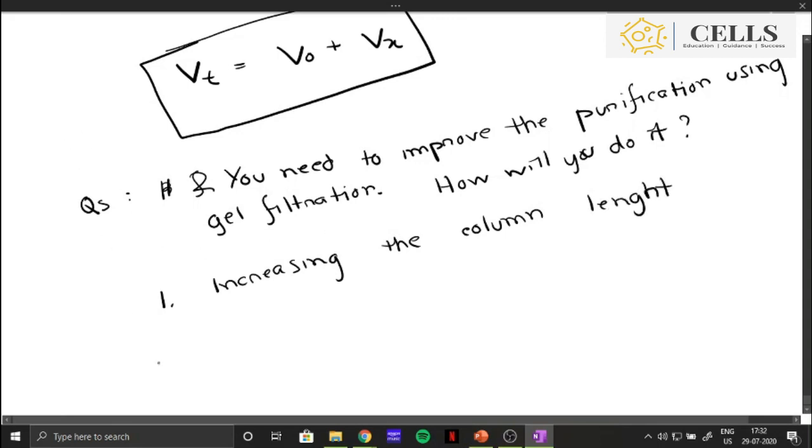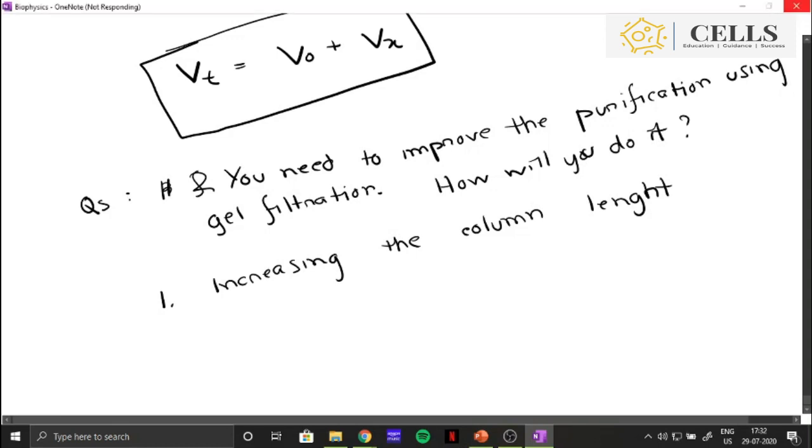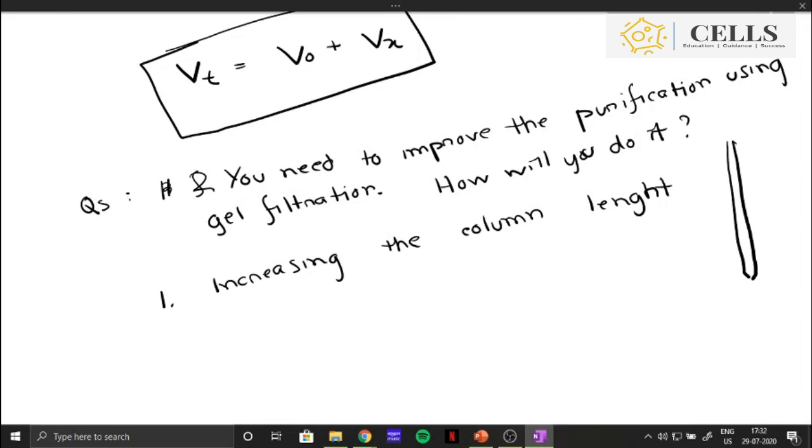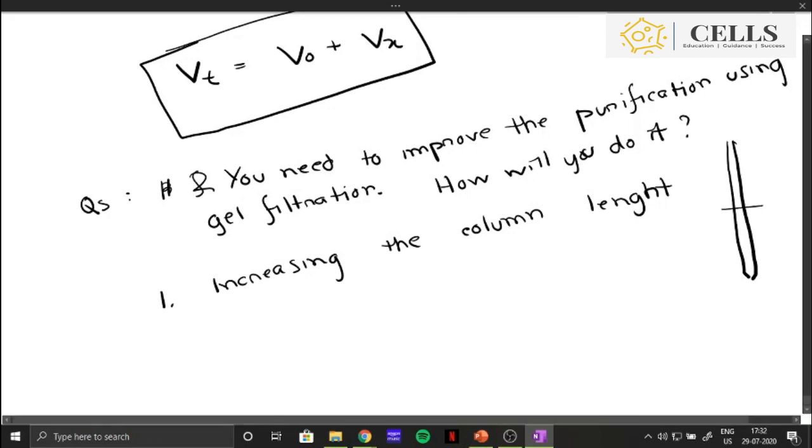So if you increase the length of the column, it will take more time for the medium to pass through every bead. The path will be longer, so it will give you a better separation. Normally these columns are very long, from a few inches to a few feet. You can get gel columns up to 2 feet, 6 feet, 10 feet. So increasing the column length increases the quality of the separation.